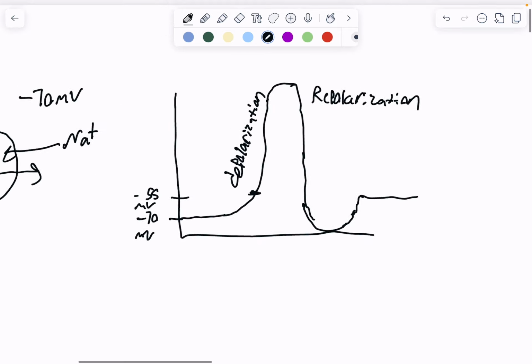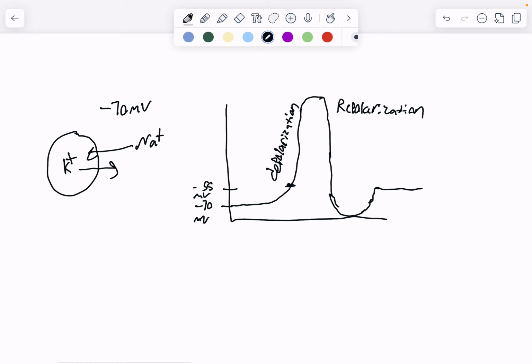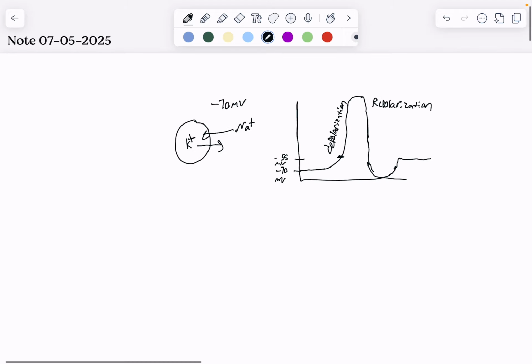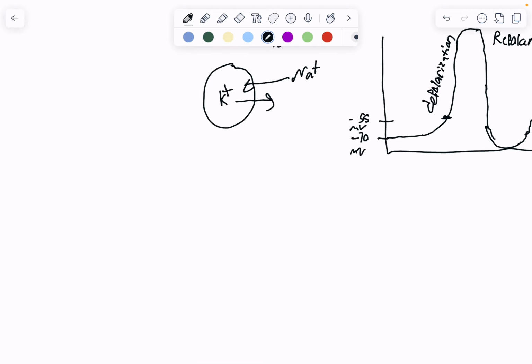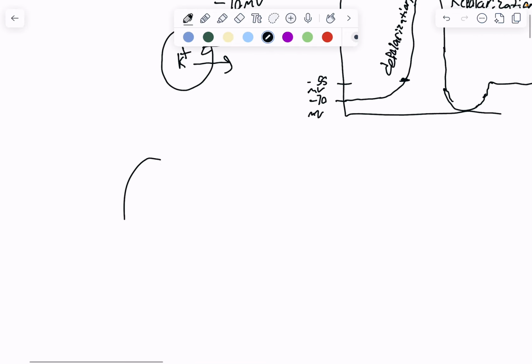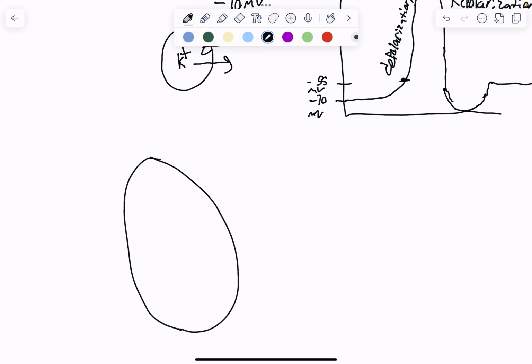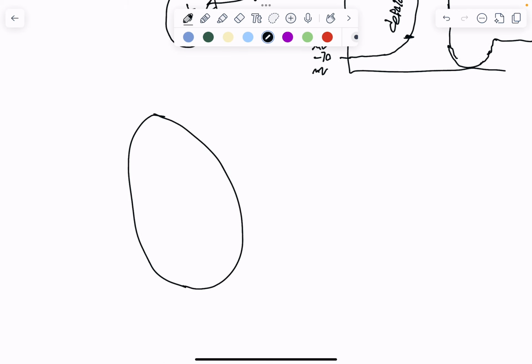The sodium potassium pump pumps three sodiums out, two potassiums in. And so from here we can then go to the conduction system throughout the heart. The heart's a little potato, and it's divided into four chambers. You have the right atrium, right ventricle, left atrium, left ventricle.